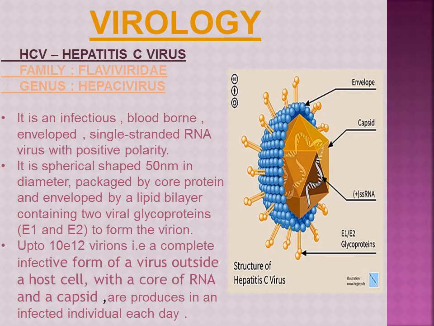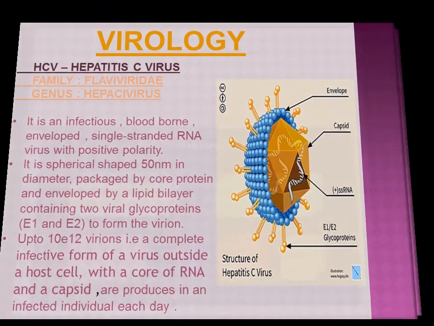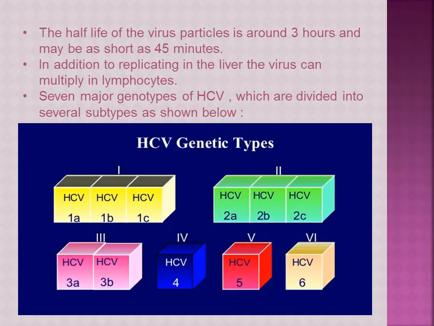A virion is a complete infectious form of a virus outside the host cell, with a core of encapsulated RNA. Up to 10 to the power of 11 virions are produced in an infected individual each day. So, what is the half-life of virus particles? It is around 2 years, and may be as short as 45 minutes. In addition to replication in the liver, the virus can multiply in lymphocytes also.